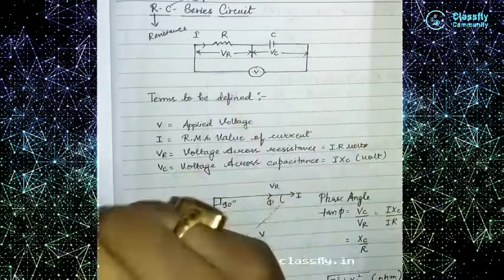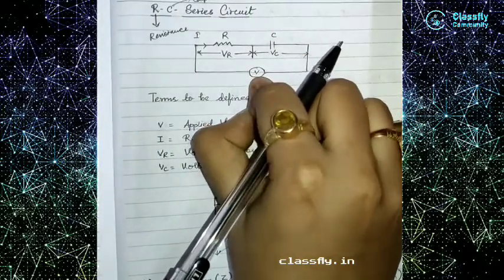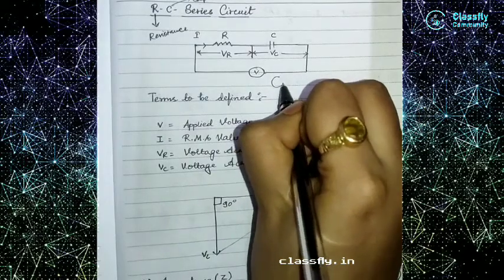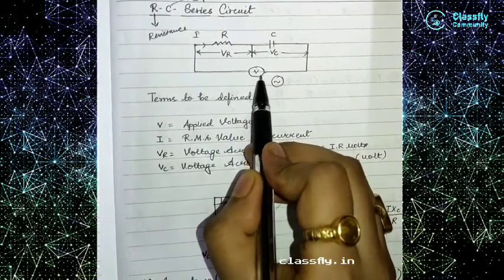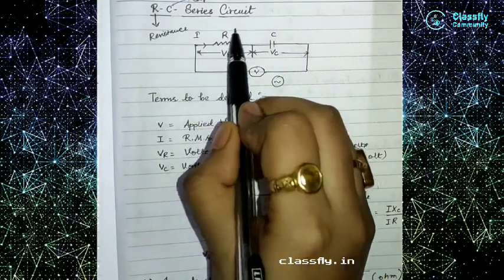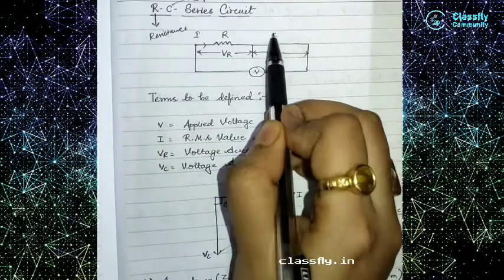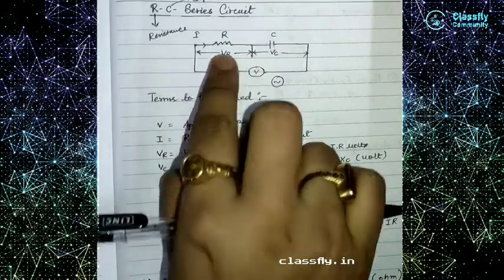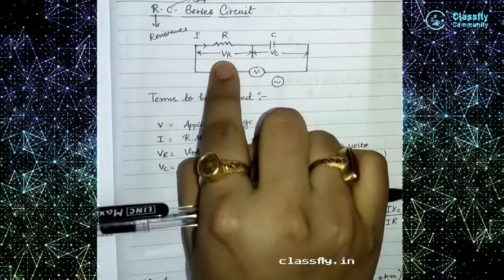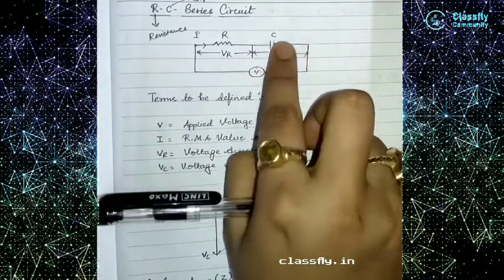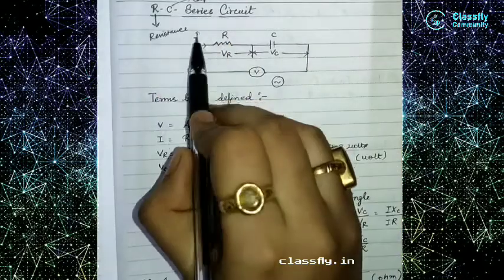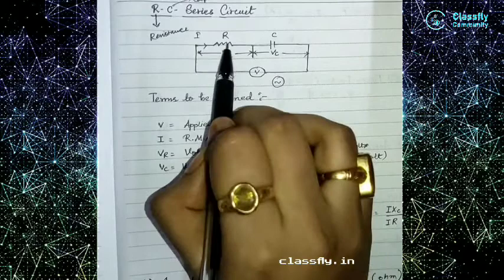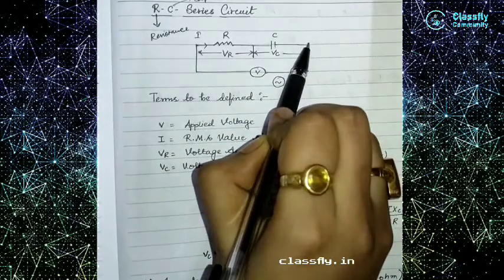This is an applied voltage, this is V, or you can also give this symbol, that is an AC symbol. This will be an applied voltage, and this is a resistance, and this is a capacitor. So voltage in the resistance will be denoted as VR, voltage in the capacitance will be VC, and there will be I flowing between both resistance and capacitance.